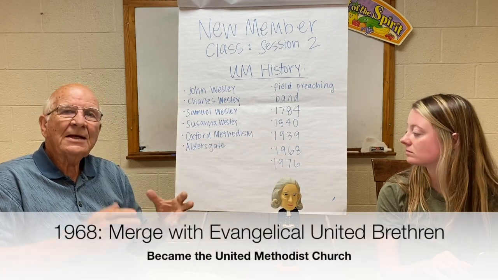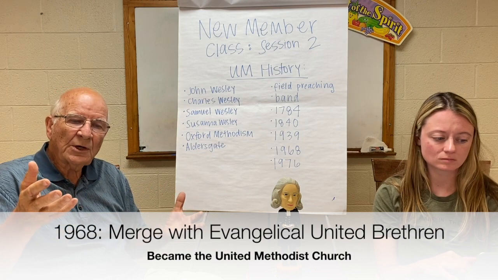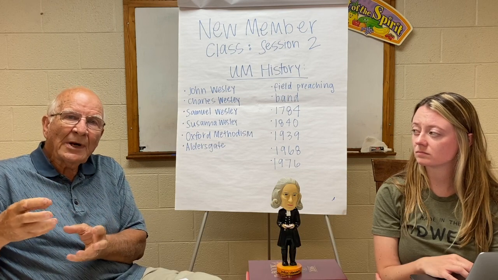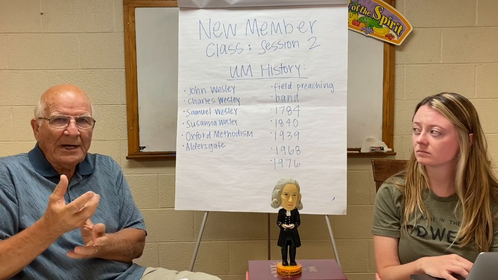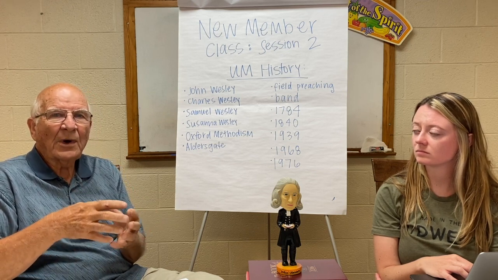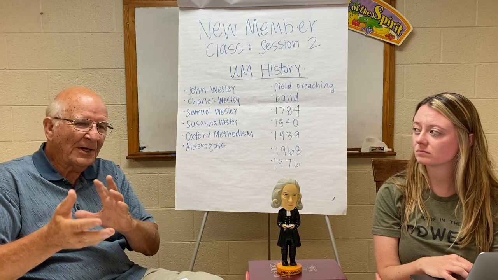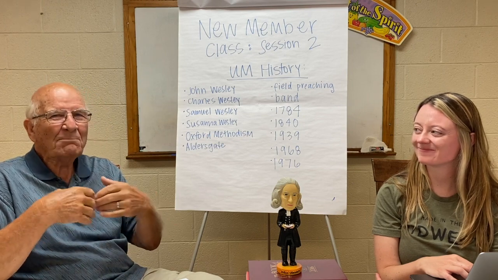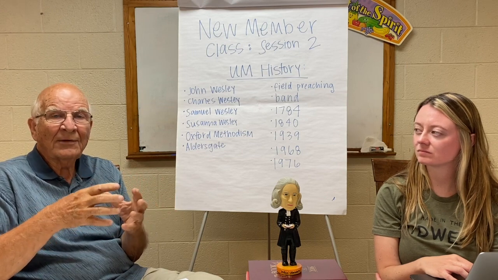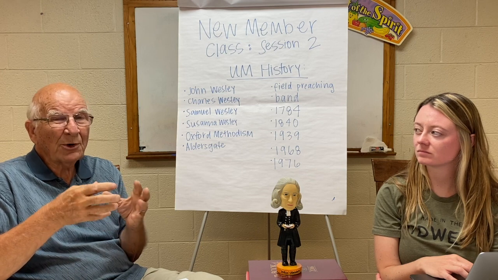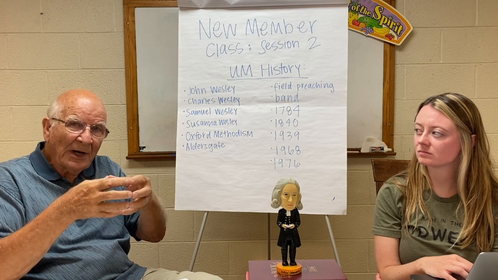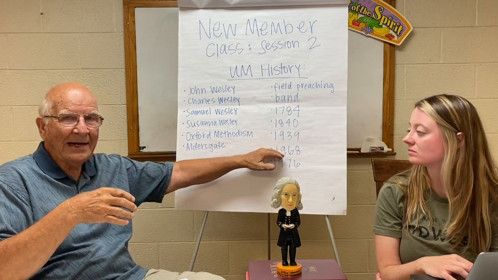In 68, we merged with the Evangelical United Brethren Church. That was a Brethren church really out of Europe, more out of Germany, that existed alongside the Methodist Church in America. And quite frankly, the two denominations were kissing cousins, had many similarities. It was rather a comfortable merger of a large Methodist church and a pretty small Evangelical United Brethren church. That became the United Methodist Church in 1968.